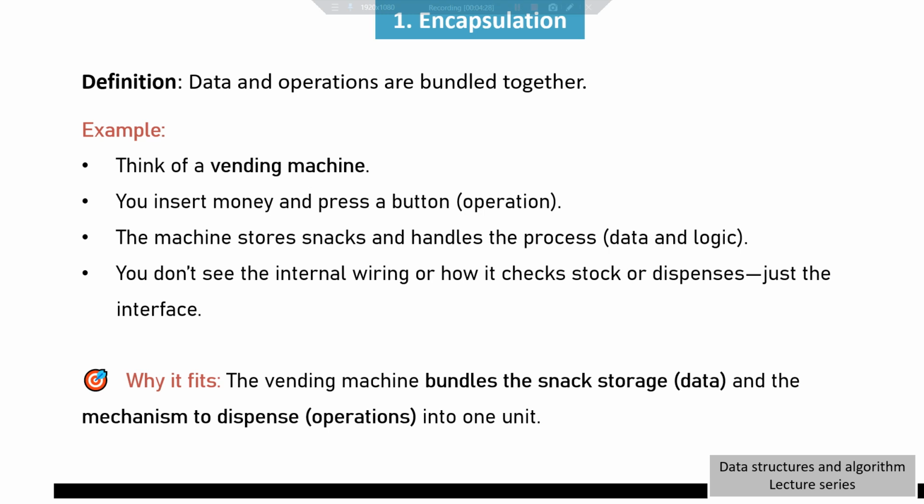First characteristic is encapsulation. Definition: data and operations are bundled together. Example, you are having a vending machine. You insert money and press the button. So that is basically an operation. The machine stores snacks and handles the process, right?